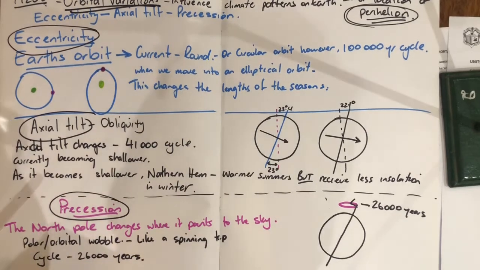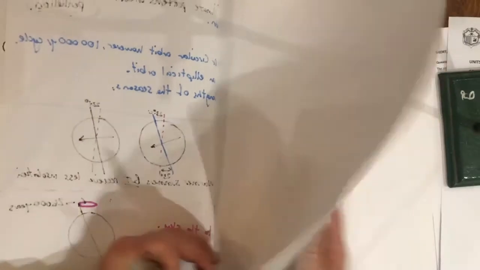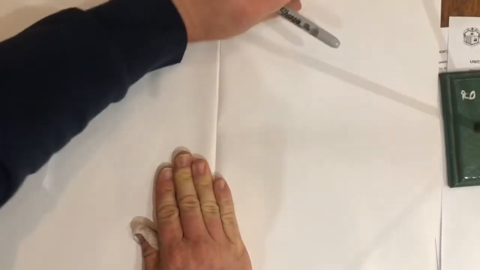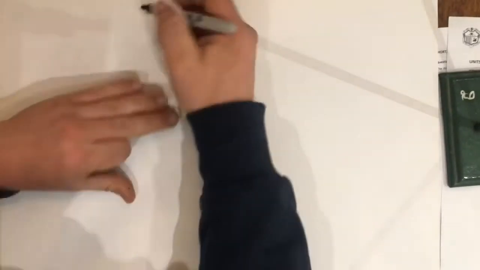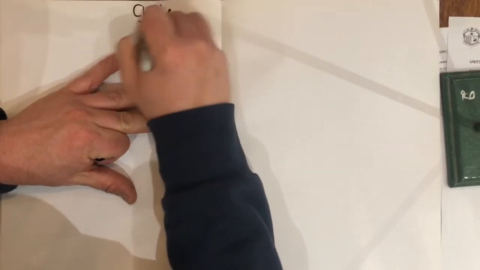Okay, so let's move on to different types of climatic change. So, next one is going to change, let's call it that. And let's go to solar output.